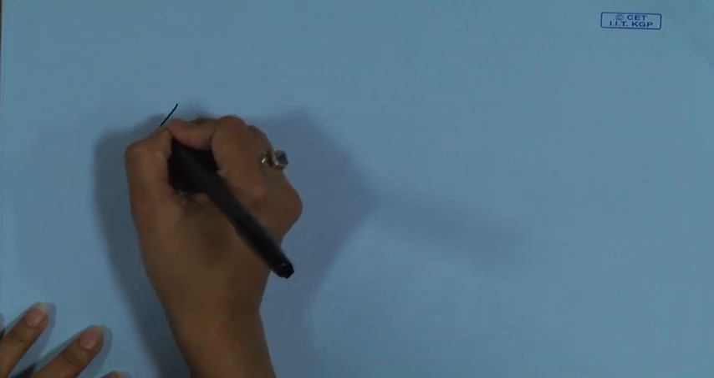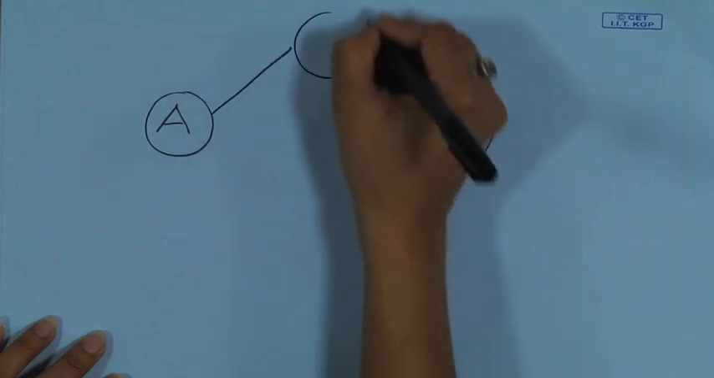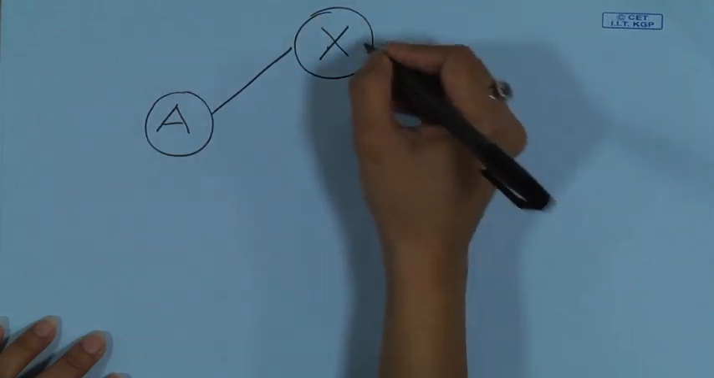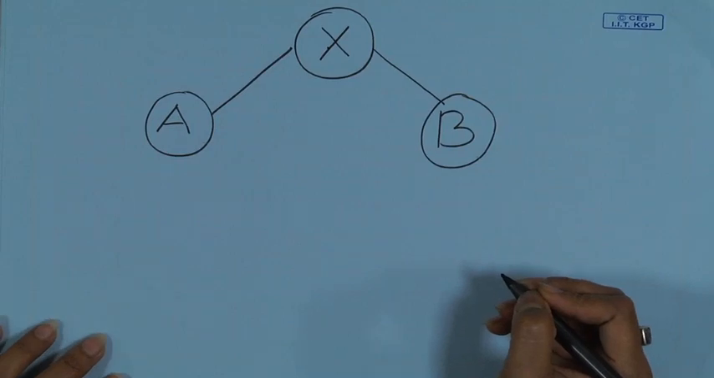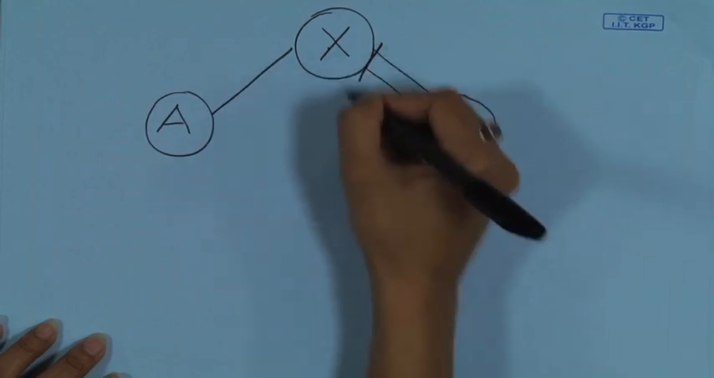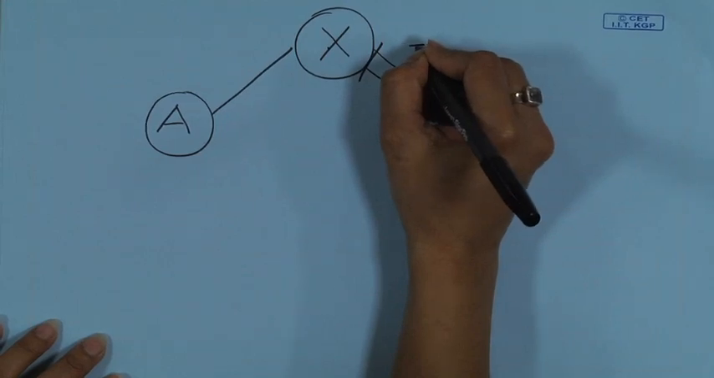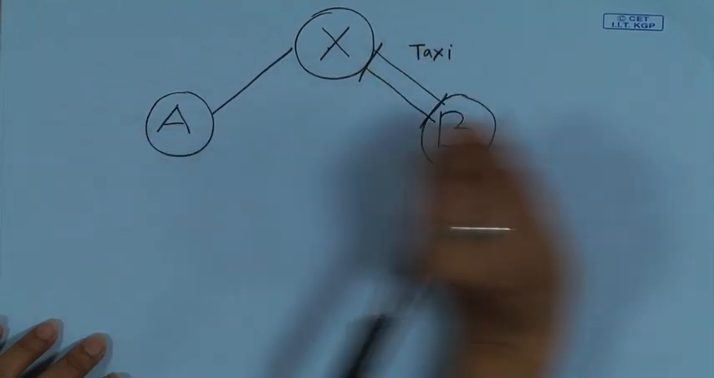Let us say you want to travel from place A to place B. So, let me take an example. I want to travel from A to B, and you have a middle point X because you have to travel through this point, and from this point again you have to go on. Now, for this second part, you can only travel by taxi and there is no other way.